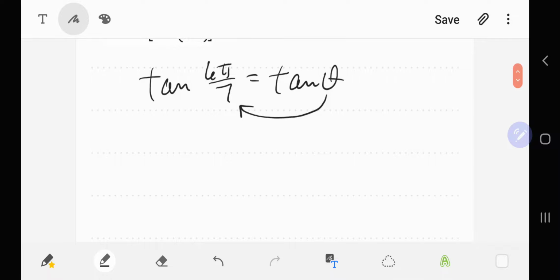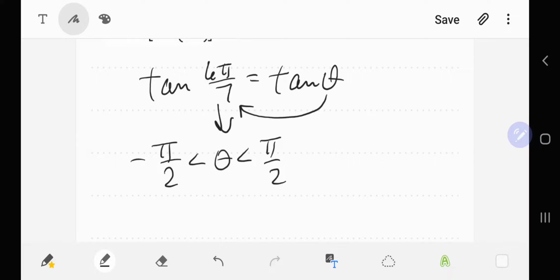So the restrictions on the inverse tangent function say that theta has to be between negative pi over 2 and pi over 2. So the question is, is 6 pi over 7 in this range? And the answer is no. 6 pi over 7 is a second quadrant angle.